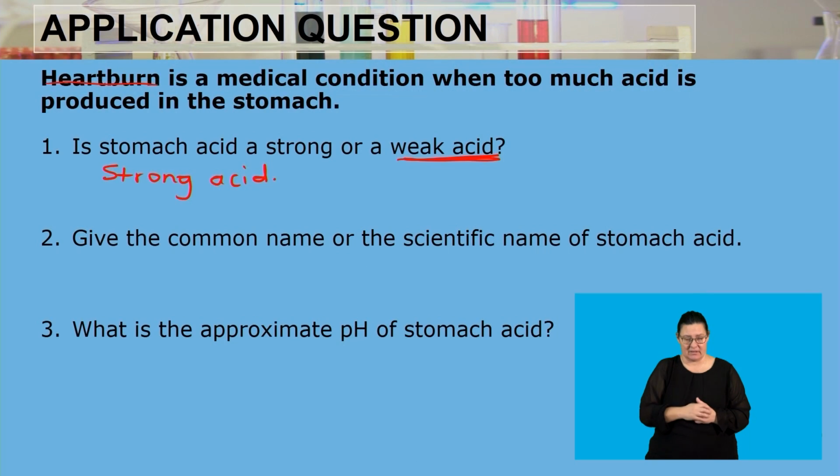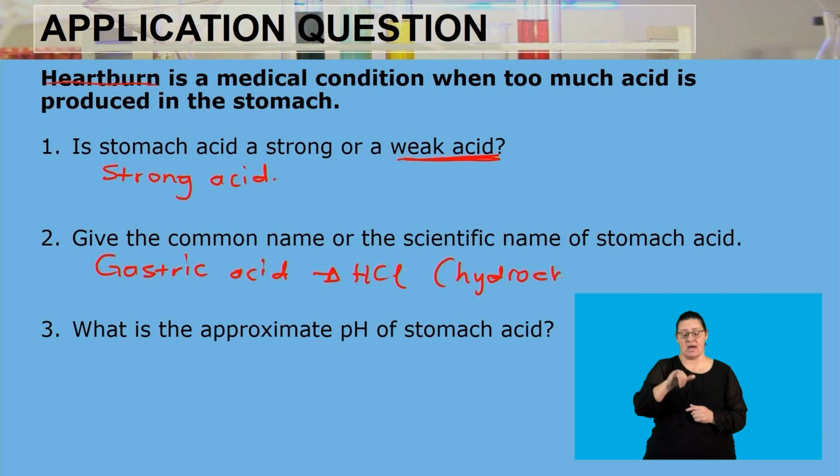Number 2, we need to give the common name or the scientific name of stomach acid. So we know that the stomach acid is basically known as the gastric acid. However, that gastric acid contains HCl, which is our hydrochloric acid. So we have hydrochloric acid in our stomach.